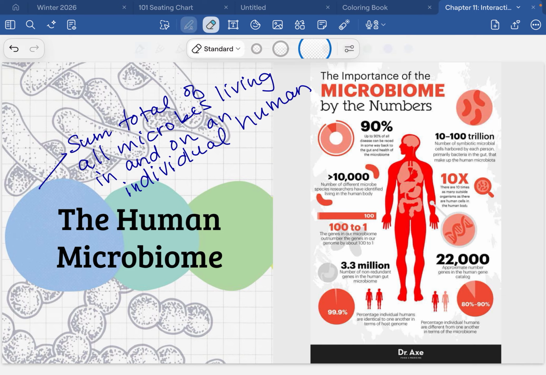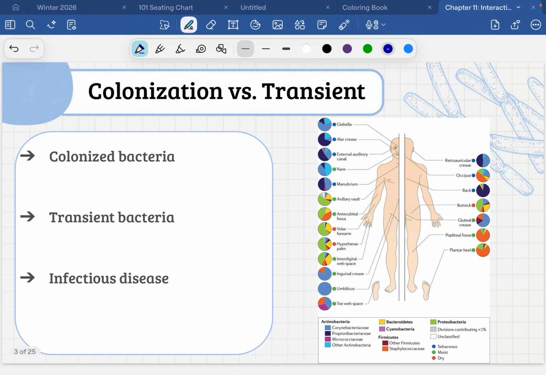Again, you don't have to memorize any of these numbers. It's just to put it in perspective for you a little bit. So when we're talking about the human microbiome, there are two words that we associate with these interactions. One is colonized bacteria and one is transient bacteria. These are two ways that bacteria or other microorganisms can interact with a human.